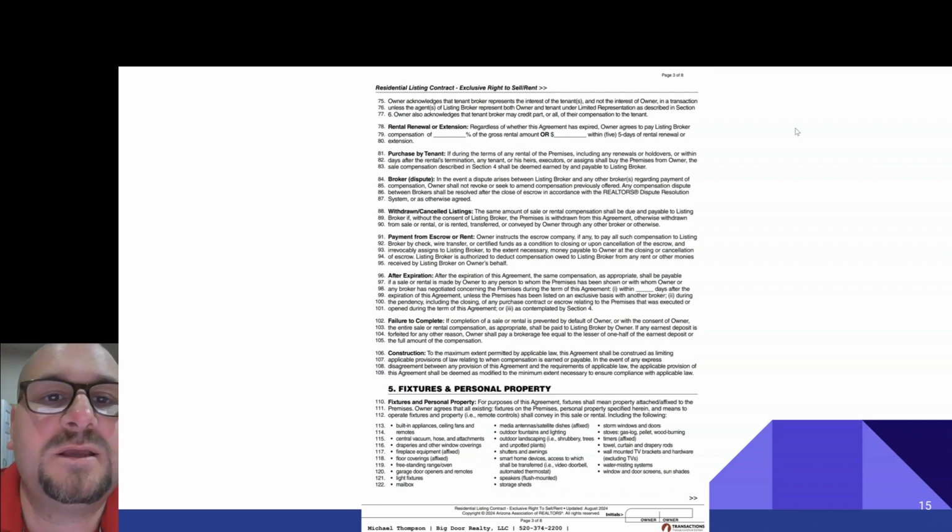Purchase by tenant. If during the terms of any rental of the premises, including any renewals or holdovers, or within blank days after the rental's termination, any tenant or his heirs, executors, or assigns shall buy the premises from owner, the sale compensation described in section 4 shall be deemed earned and payable to the listing broker.